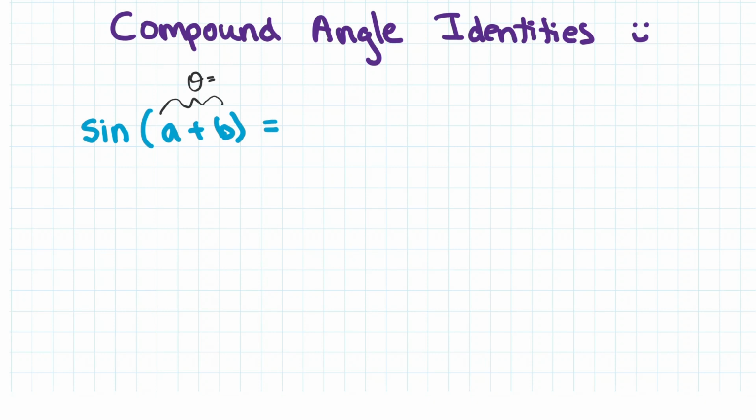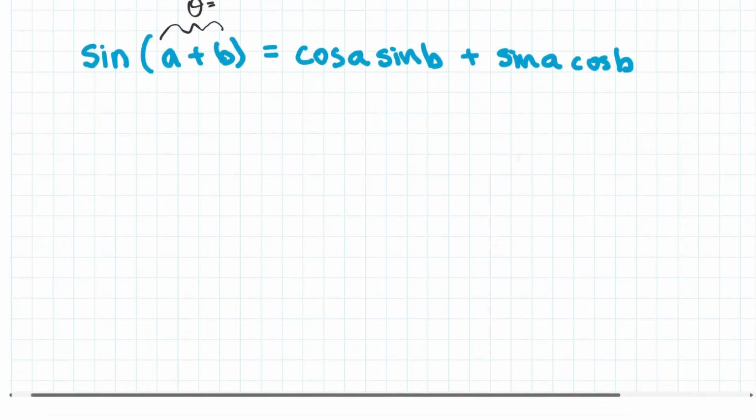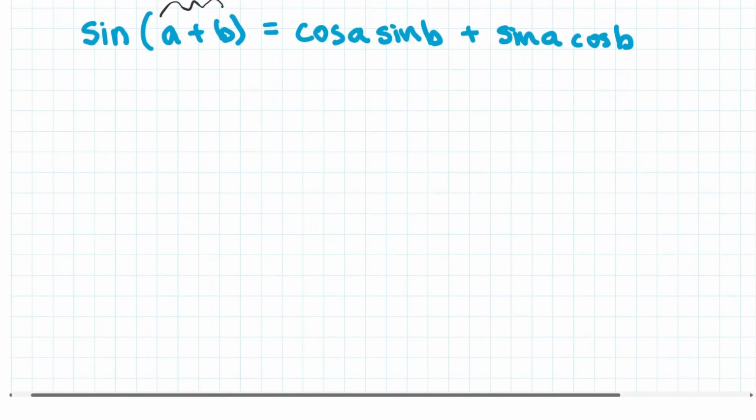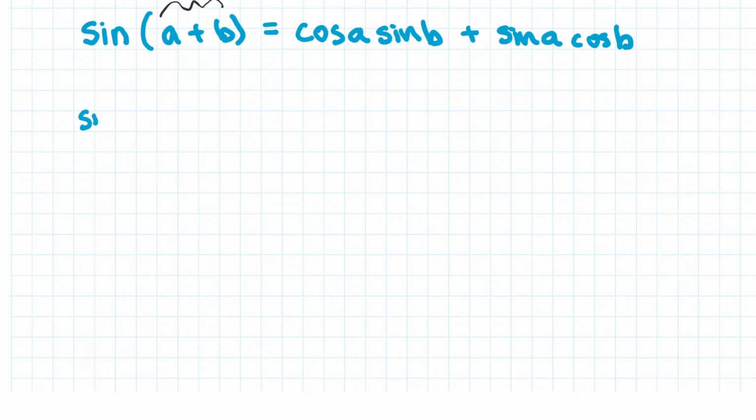So sine A plus B equals cos A multiplied by sine B plus sine A multiplied by cos B. So now let's go ahead and use this identity to help us prove the next one. The next one is going to be sine of A minus B. So how can we use this first identity to help us with the second?